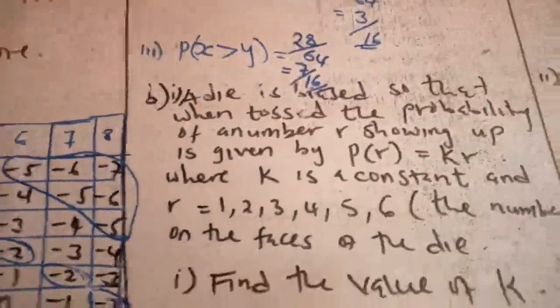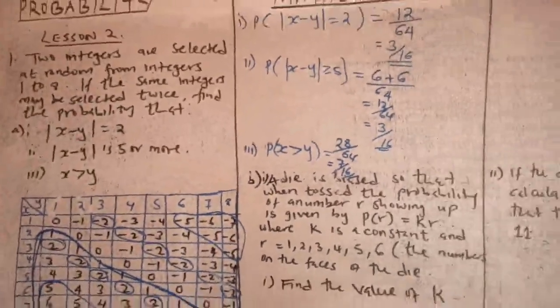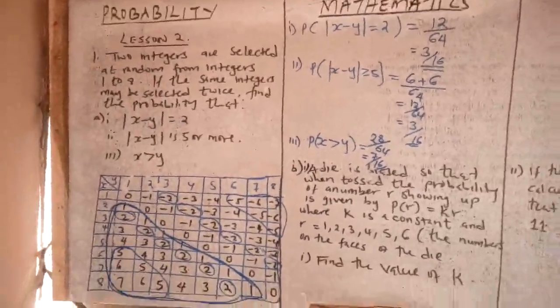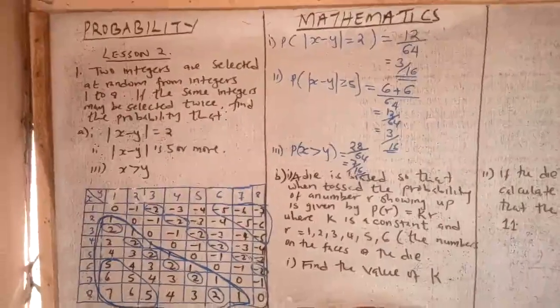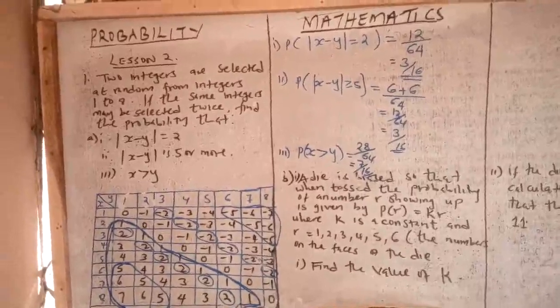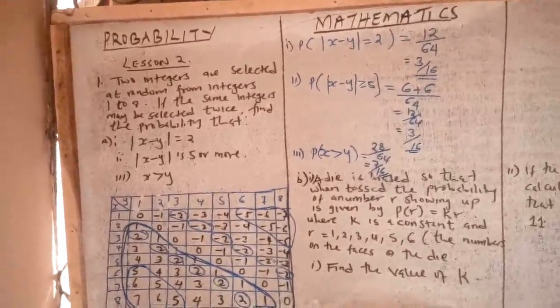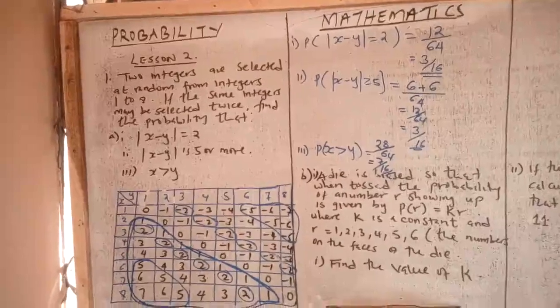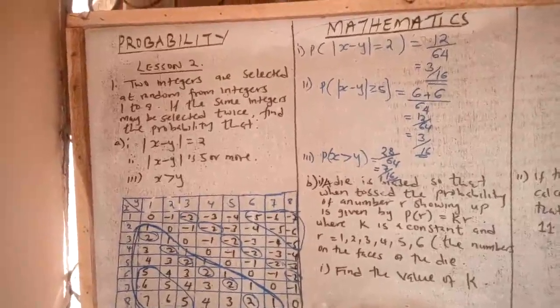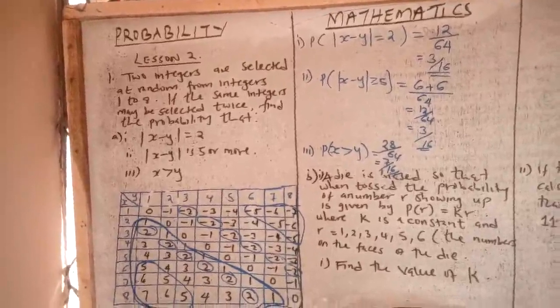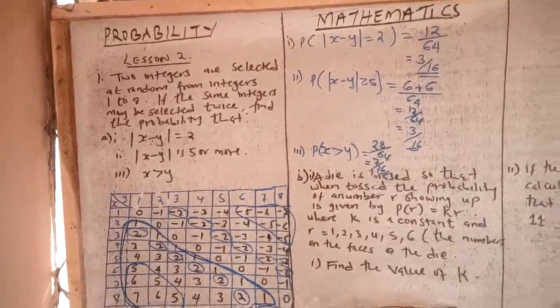So if I can have a very brief review of what I have already covered. The question is, you find the probability that the absolute value of x minus y is equal to 2, and also the probability that the absolute value of x minus y is equal to 5 or more than 5, and finally that x is greater than y.